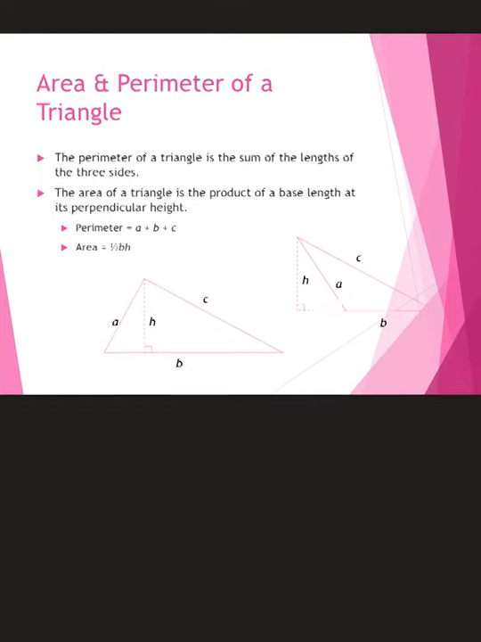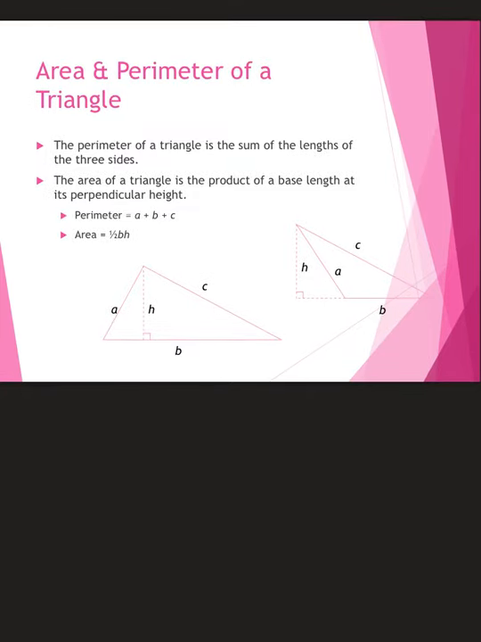So if I have the perimeter of a triangle, of course that is the sum of the lengths of the 3 sides. The area of a triangle is the product of the base length and its perpendicular height. So when I'm talking about area here, you can see where this height drops down and is perpendicular to the base. The height drops down and is perpendicular to the base. So that's what you'll be using in that formula.